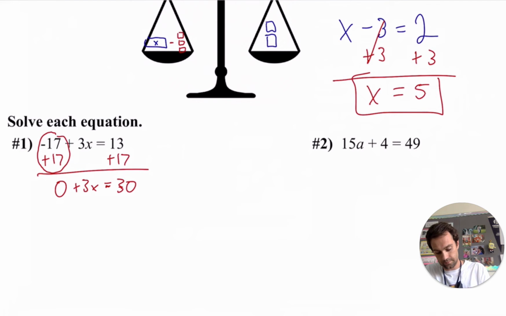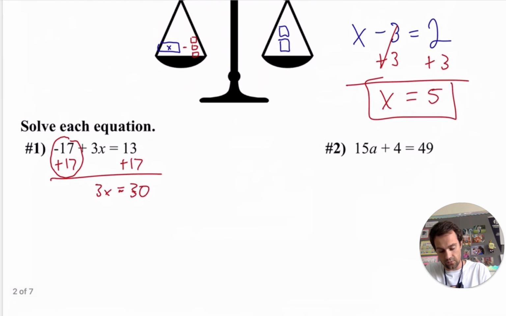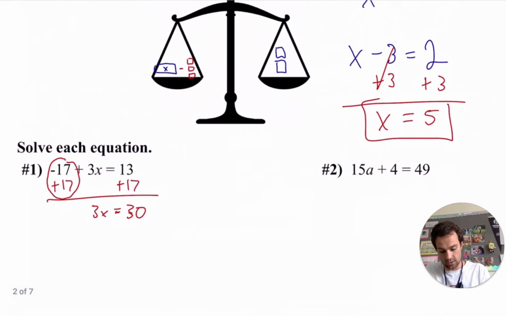Now, the inverse operation of multiplication is division. So we have to think of what operation is happening between 3 and x. It's being multiplied, so we need to divide this side by 3. So we will divide the other side by 3. So x is equal to 10.